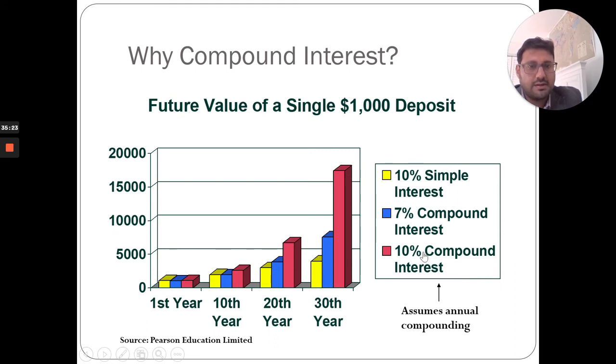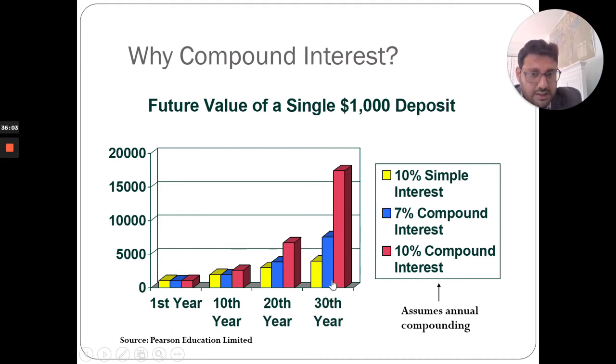So it means that in 10% compound interest, you will have an amount somewhere between 15,000 and 20,000. In 7% compound interest, you will have an amount somewhere between 5,000 and 10,000. And in the simple interest, you will have around, I think, 3,000 or 4,000, in between $3,000 and $4,000. Now, the surprising thing is, on the face of it, the compound interest of 7% is less than the simple interest of 10%.